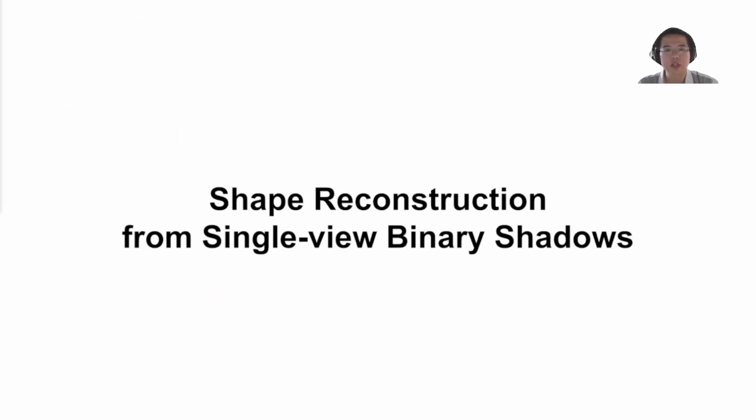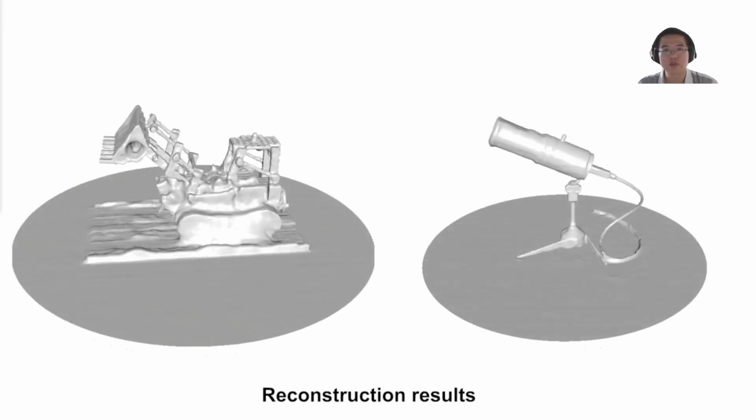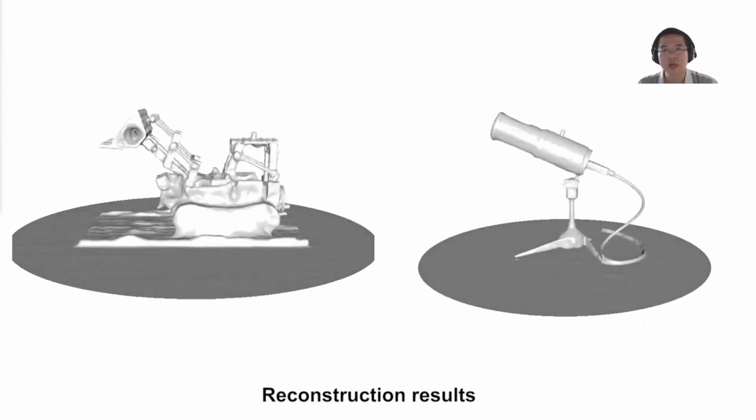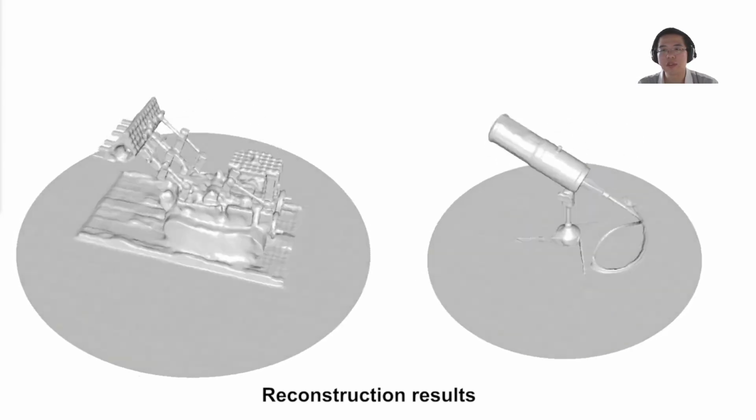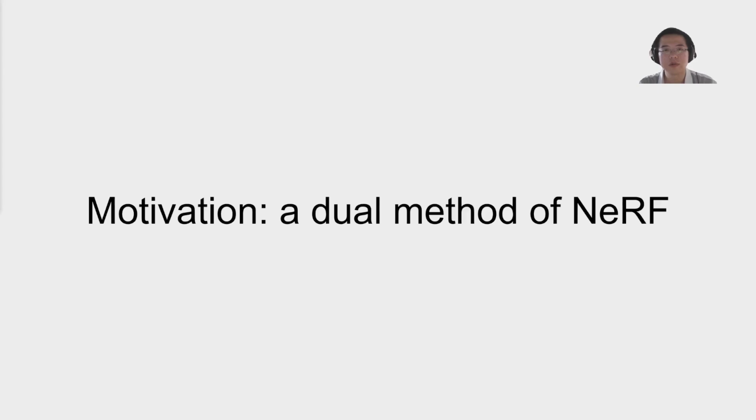It can also reconstruct shape from binary shadows and generate novel light shadows, compared to previous single-view reconstruction methods, which output a depth map or a normal map. Our method can reconstruct a complete shape represented by an SDF. Our setup seems unusual at first glance, as it is derived from a dual method of NeRF. Let me talk about neural fields and NeRF before introducing our idea.